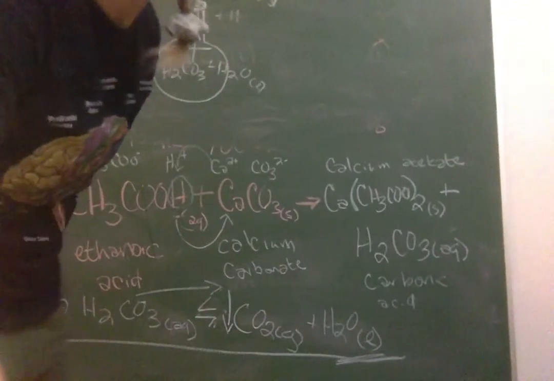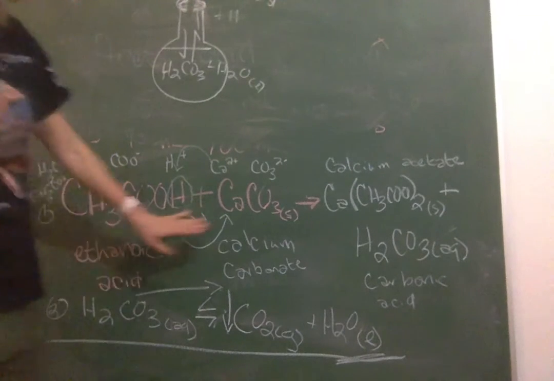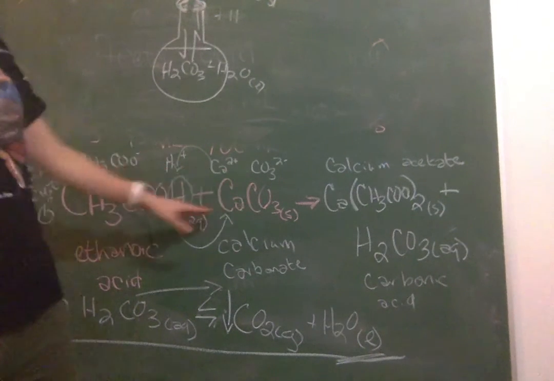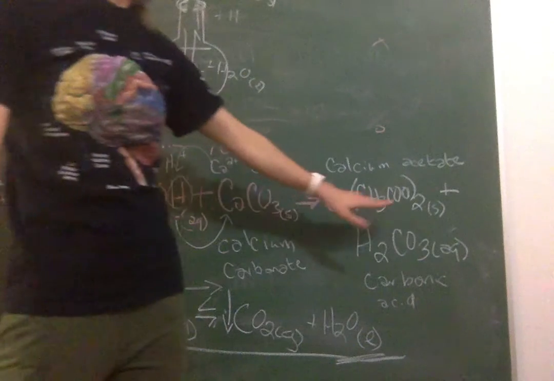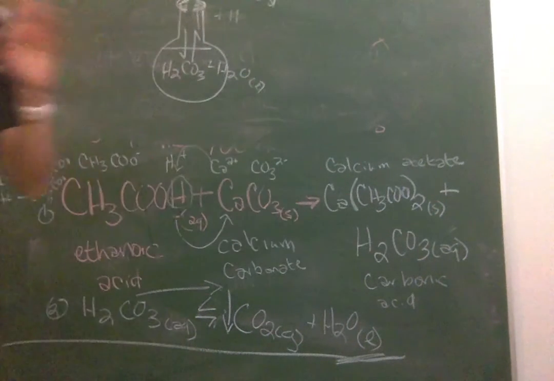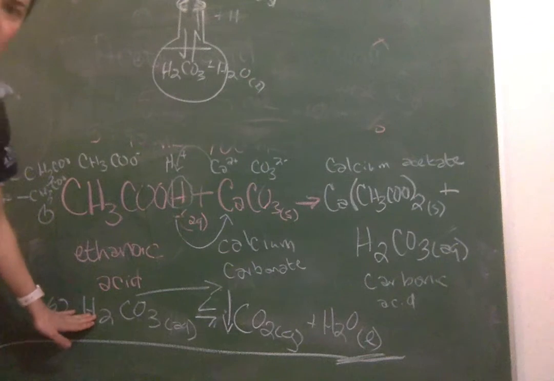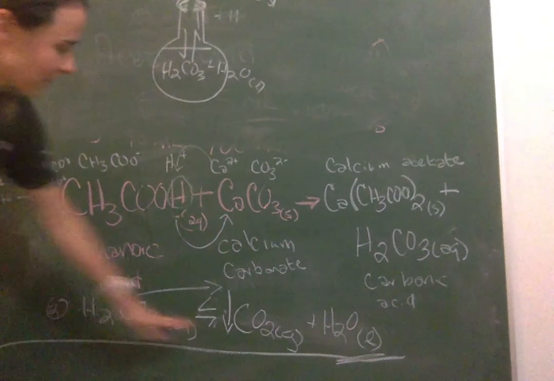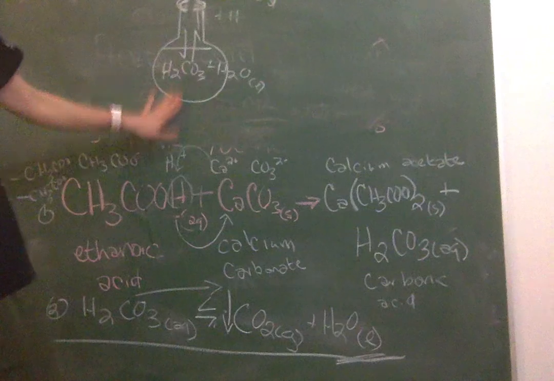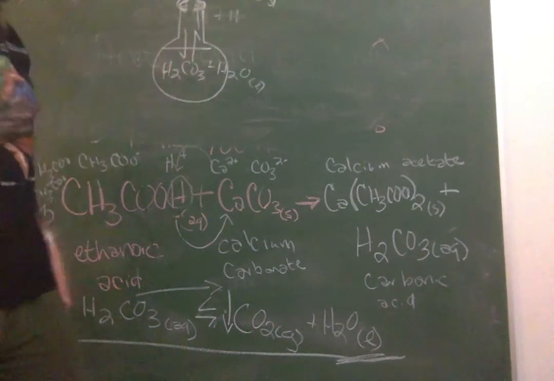So let's come back to our equation. Yesterday we talked about the acetic acid in a double replacement reaction with the calcium carbonate giving us a solid calcium acetate and carbonic acid. Step 2, the carbonic acid is in equilibrium with carbon dioxide and water. We also spoke about how this is similar to why a pop goes flat.